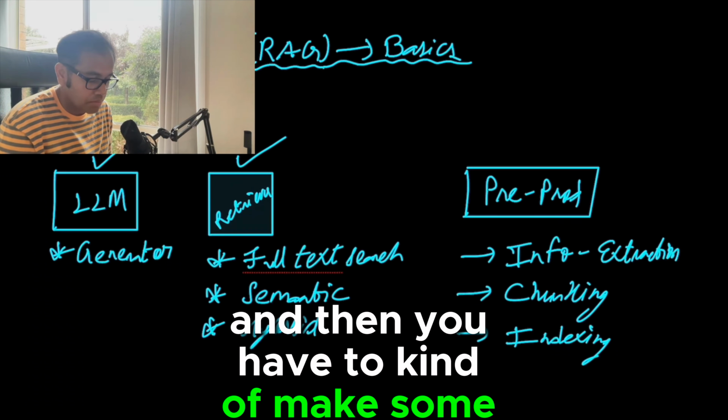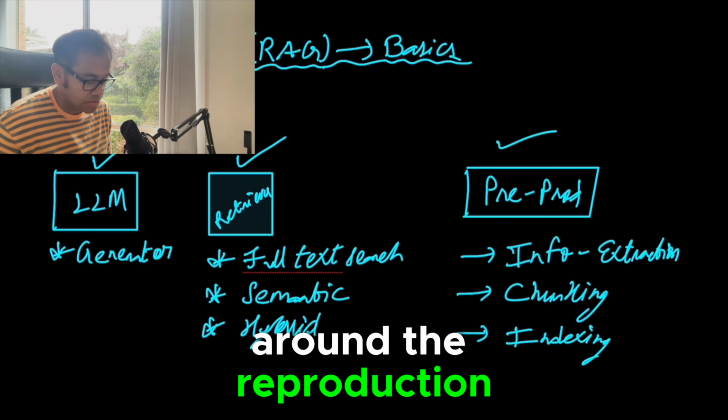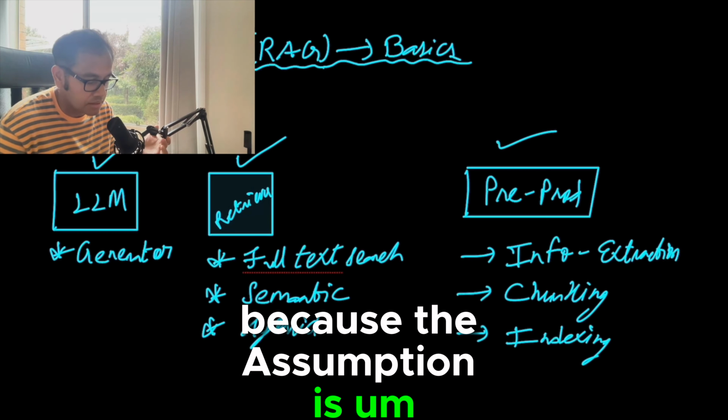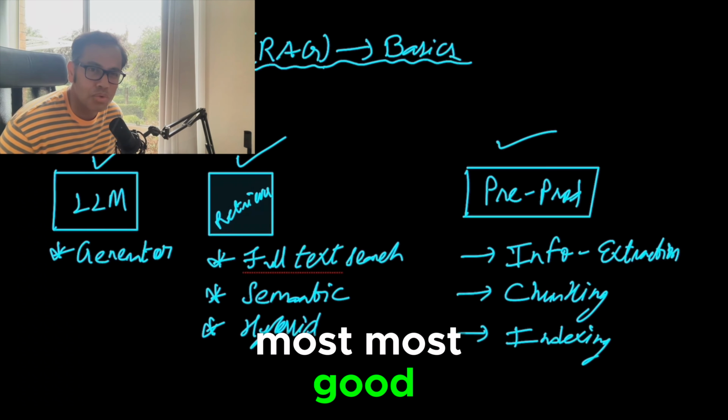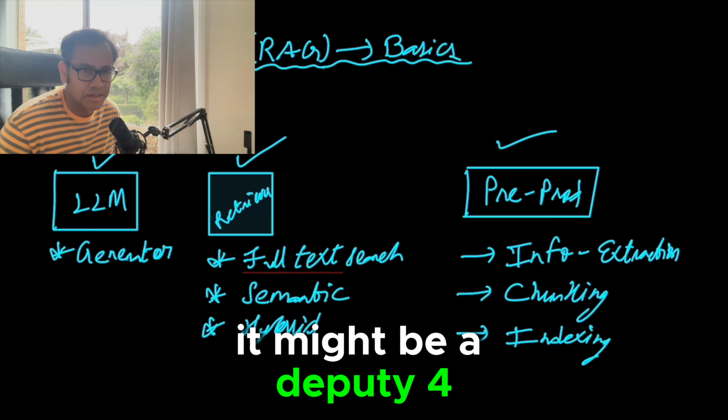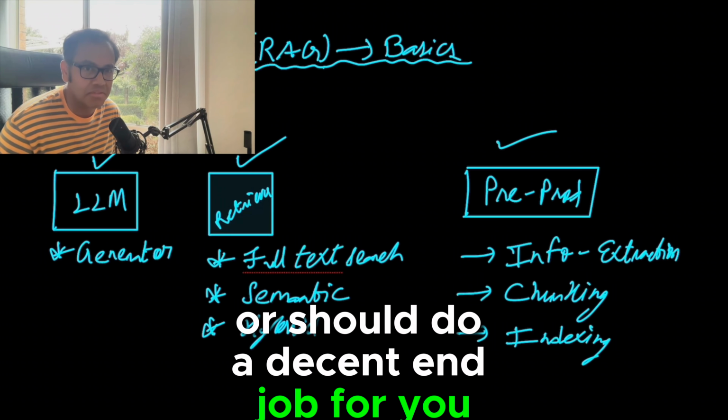You have to choose a retriever, and which retriever essentially works for your use case. And then you have to make some decisions around the pre-production. Now, I didn't speak of a large language model in here because the assumption is most good large language models that you will probably use, whether it might be a Claude or a GPT-4, should do a decent enough job for you.